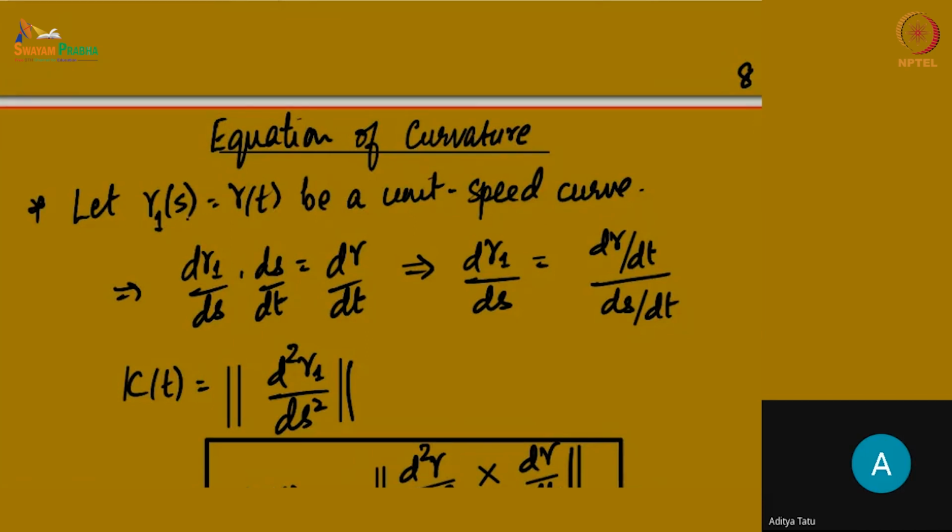Now if I want to find the curvature of the curve described by gamma, that would be the same as the curvature of the curve described by gamma 1, isn't it? Because they are still describing the same curve, the same path. But the difference is gamma 1 is a unit speed description. So I can compute the curvature by just computing the length of the double derivative of gamma 1, which is what we described.